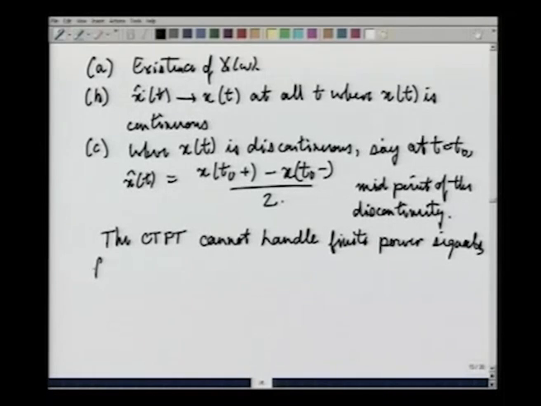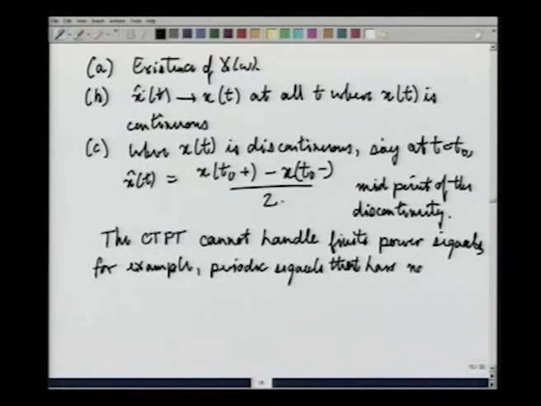For example, periodic signals that have non-zero power. This is an inherent limitation of the continuous time Fourier transform.